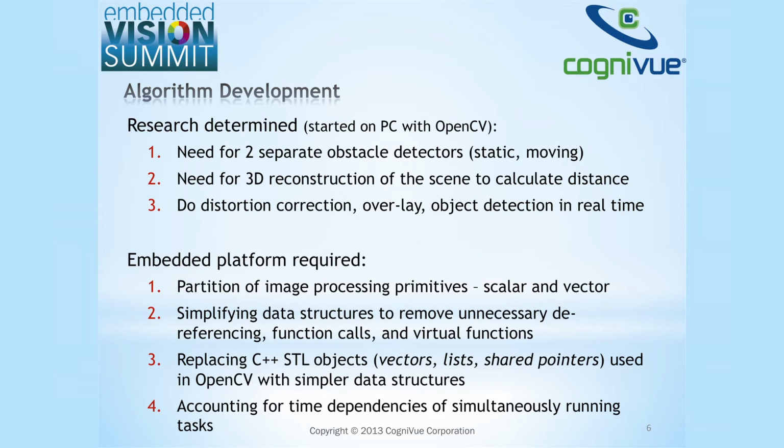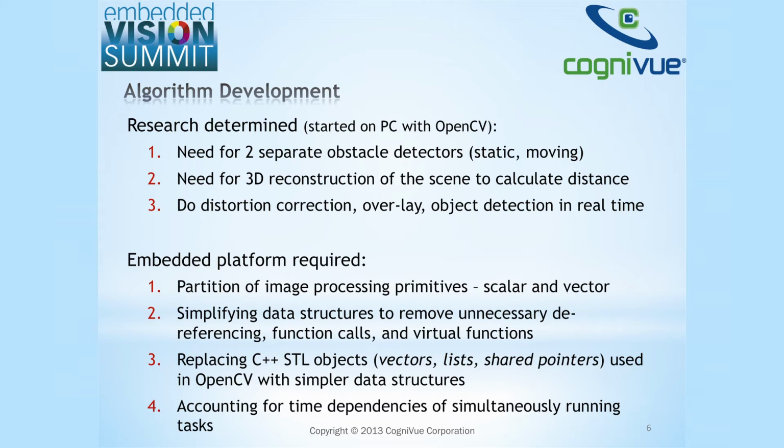From the research, we discovered you really need to have two algorithm detectors, one when the car is stationary and one when it's moving. You had to reconstruct a 3D scene in order to calculate the distance, which with a single camera, anybody who's got experience in vision knows that's difficult. And then, of course, the more mundane rear camera functions of doing distortion correction, overlay with the object detection, all done in real time.